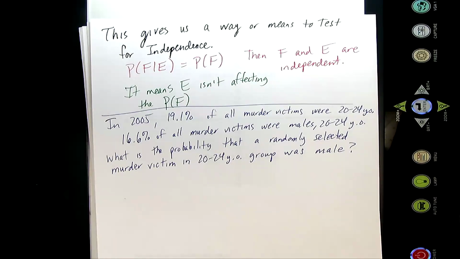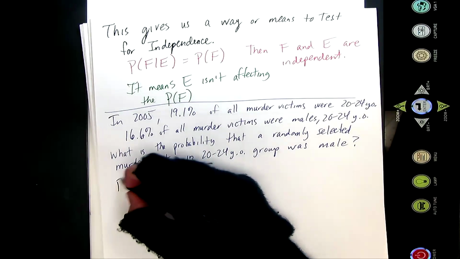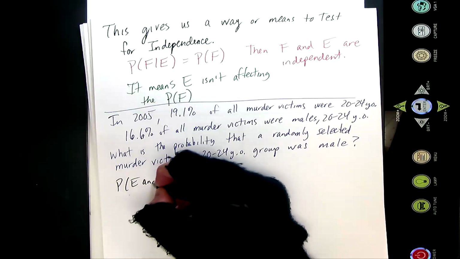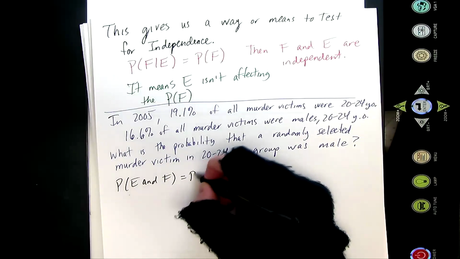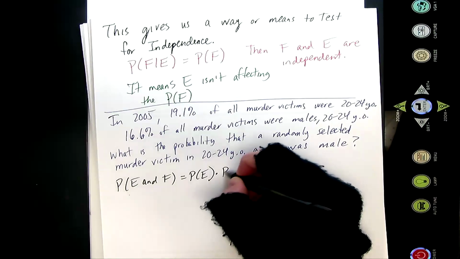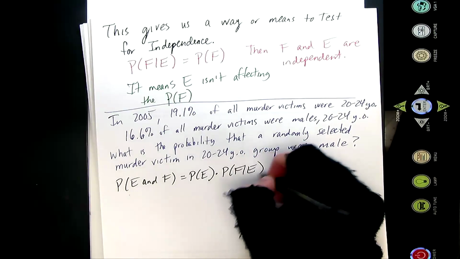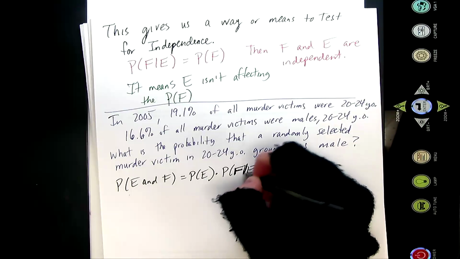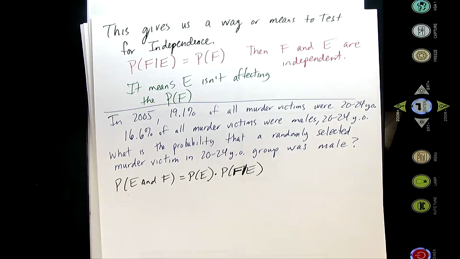Okay, so in this case, let's write down the equation we had and see what we can put in. Probability of E and F equals probability of E times the probability of F given E. Let's see what we can match up with what. And this is how you do it with the homework. When you're doing the homework, this is what you'll be doing too.